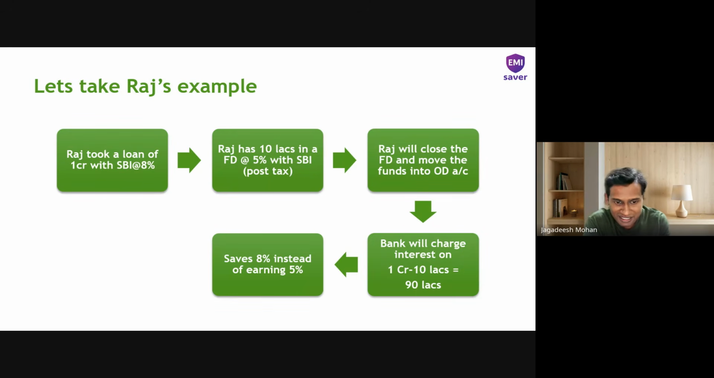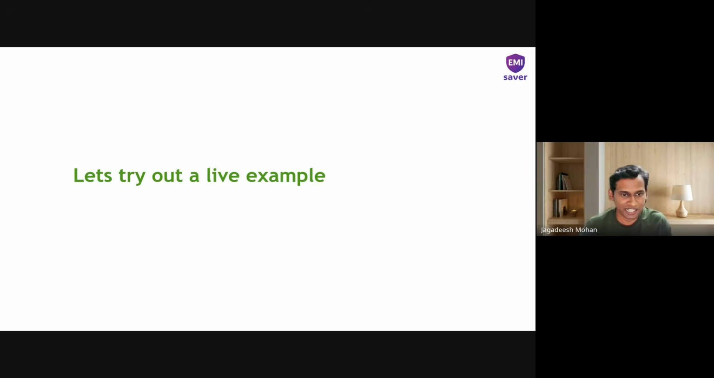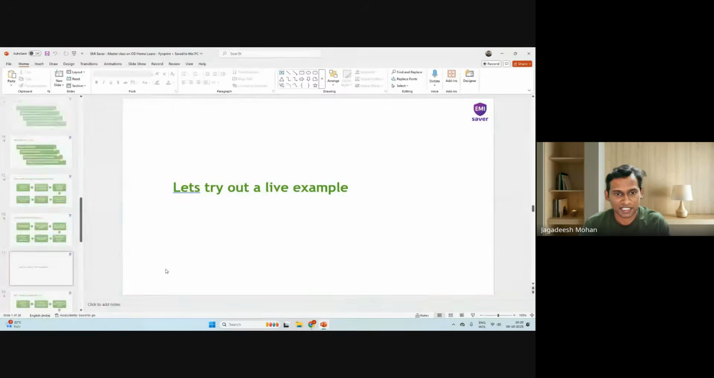Just take a guess: what is it that he'll actually meaningfully save with this 8% versus 5%? Is that even meaningful for all of you? Every year, he'll be saving 1.16 lakh as interest. Over the period of the loan, he would have saved a significant amount of money by doing this. Okay, let's try out one example with our calculator.